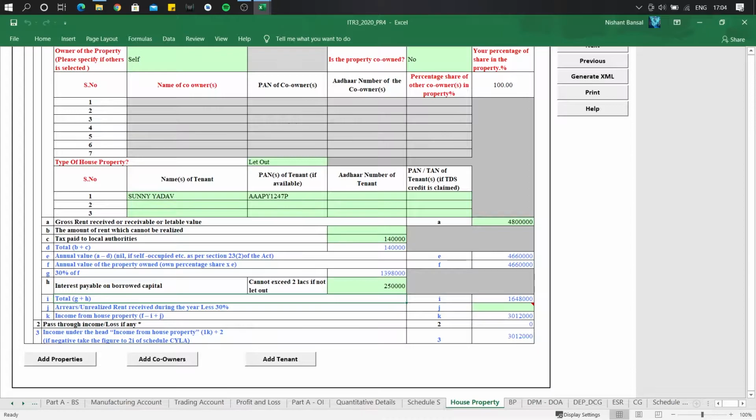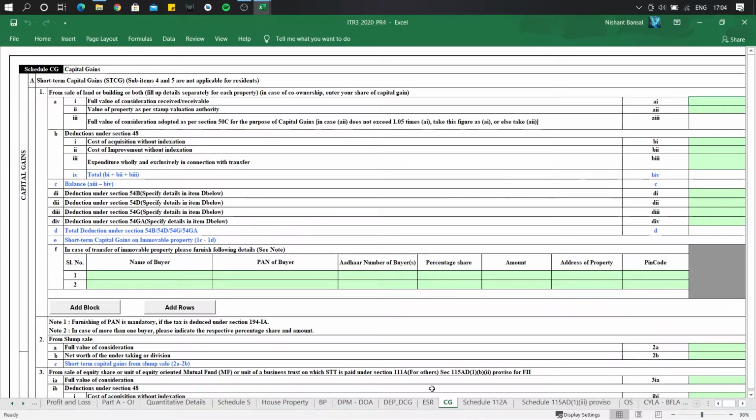So now let's move on to the tab of capital gains. So this sheet is quite heavy and comprehensive. So I would strongly recommend you to first go through all the tabs given under this sheet and then start filling details. So first, the sections related to short-term capital gains are given, and then the cases related to long-term capital gains are given.